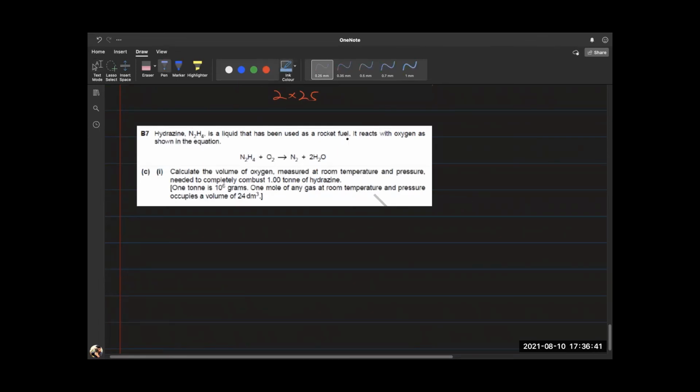Hydrazine is a liquid that has been used as rocket fuel. It reacts with oxygen as shown. Okay, calculate the volume of oxygen needed to completely combust 1 ton of hydrazine. Okay, so equation हमारे सामने है, N2H4 plus oxygen makes N2 plus 2H2O. Mole ratio is also given. हमें 1 ton of this is available, and we want to figure out the volume of this.